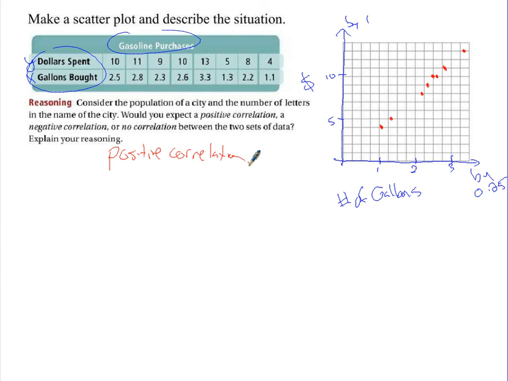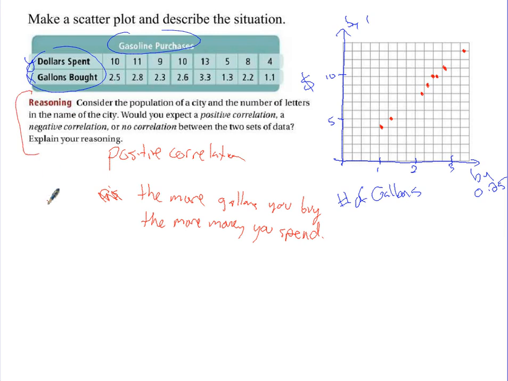Now, let's put a sentence down here. As what? Okay, let's get rid of as, and I like that. The more what? The more gallons you buy, what happens? The more money you spend. No duh. But that is what they're looking for. Okay?